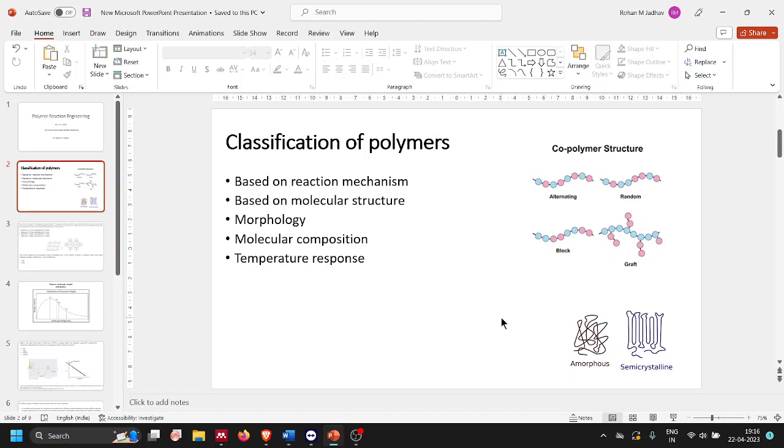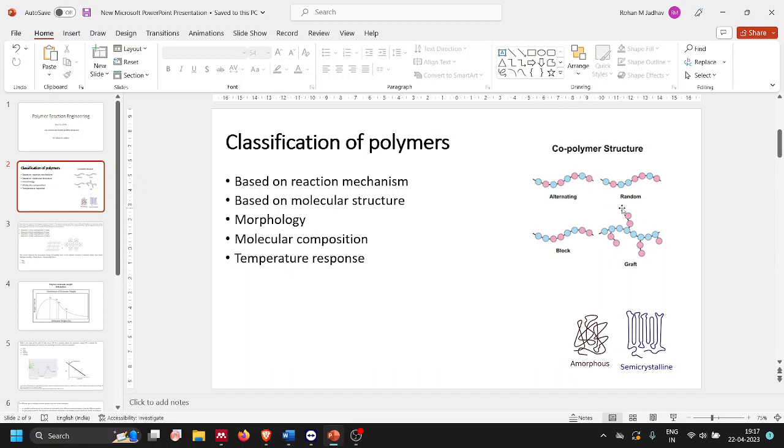Next, we have classification based on the molecular composition of the polymers. Based on molecular composition, we have homopolymers, copolymers, and block copolymers. In homopolymers, we have the same repeating units. That is your normal polymer, called a homopolymer. Next, we have copolymers, where two or more different monomers constitute the polymer chain. Two or more monomers can be attached onto the polymer chain.